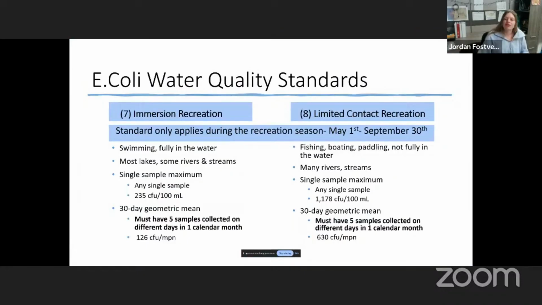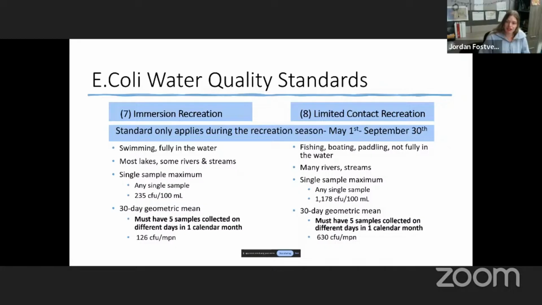Just to kind of explain how confusing some of these standards can be, we'll talk about E. coli. E. coli is especially confusing because it has two beneficial uses that apply to it. It has immersion recreation and limited contact recreation. It also only has the standard applying during the recreational season, May 1st to September 30th.